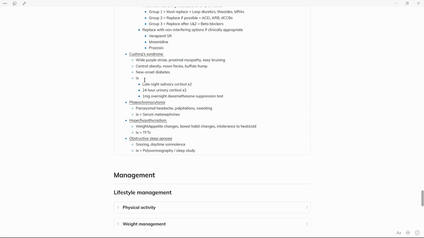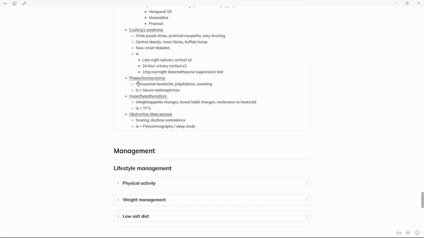The investigation of choice for Cushing syndrome is a late night salivary cortisol or a 24-hour urinary cortisol. You need to get 2 samples of each in order to ensure that it's not due to an isolated error. The last test that you can order is a 1 milligram overnight dexamethasone suppression test. Pheochromocytoma: paroxysms of headache, palpitations, and sweating, and investigation with serum metanephrines, as mentioned before.